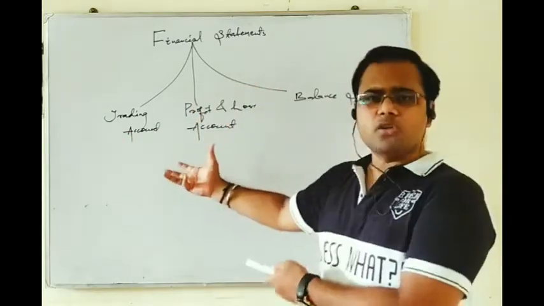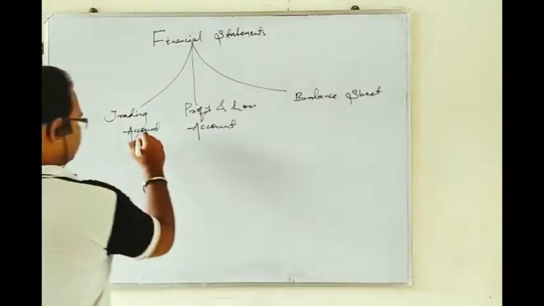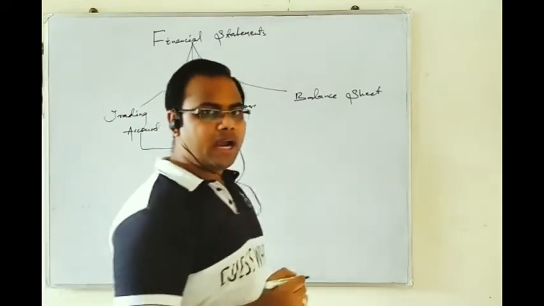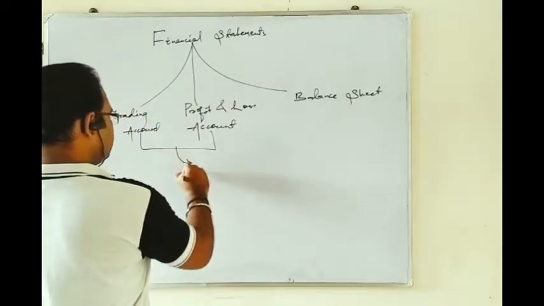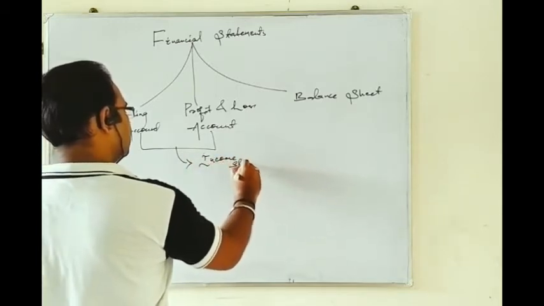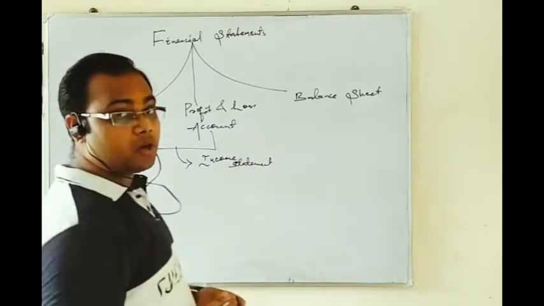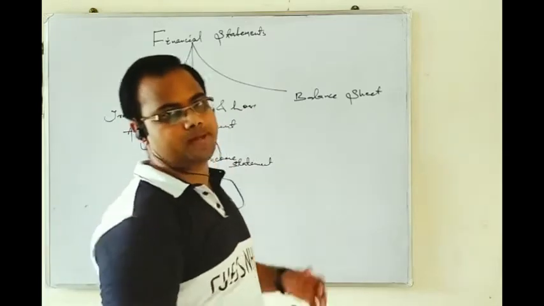Okay, these also have some names. Since you can merge these, you can call it trading and profit and loss account, and it has been given a name that is called income statement. Again, I have told you that all accounts are statements, but all statements are not accounts. So I can name it as a statement. There is no issue with that.